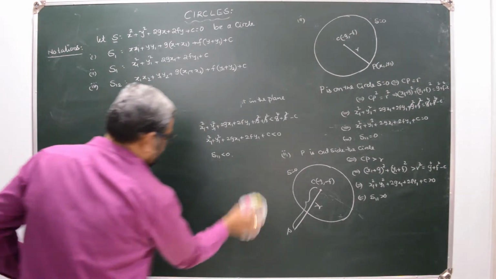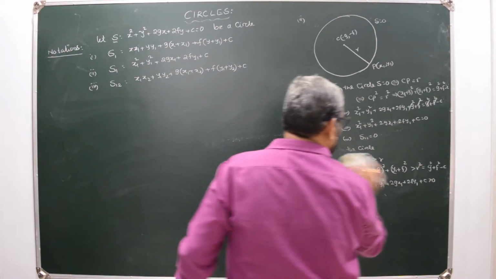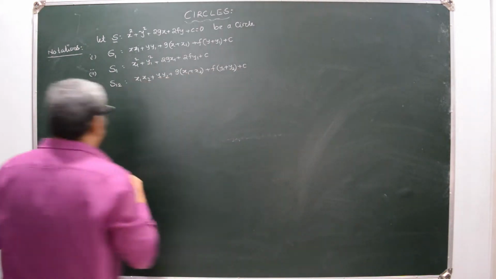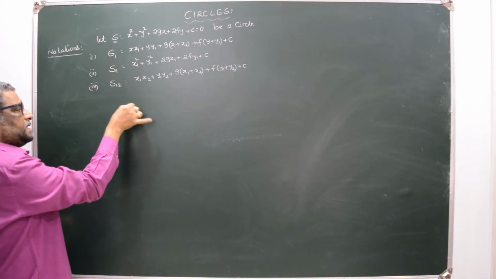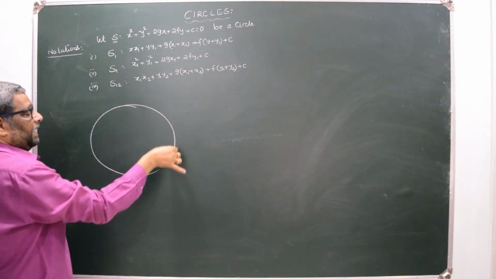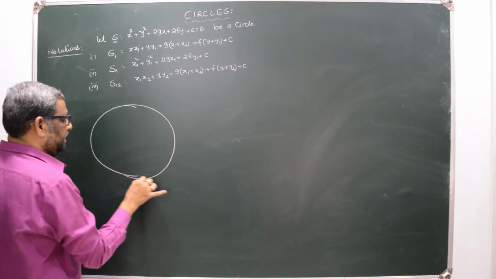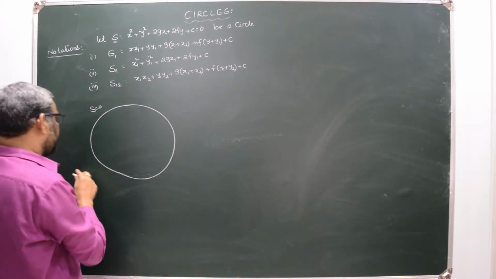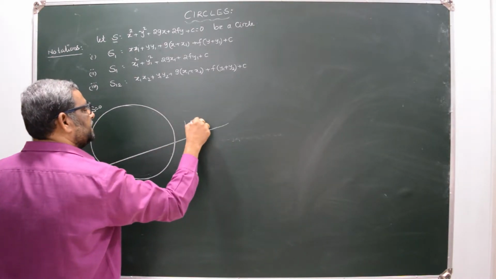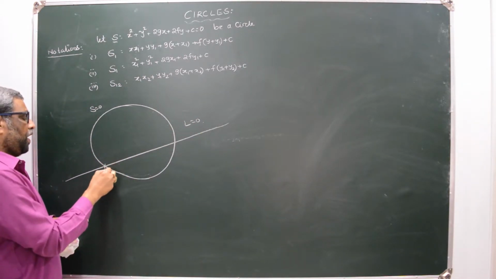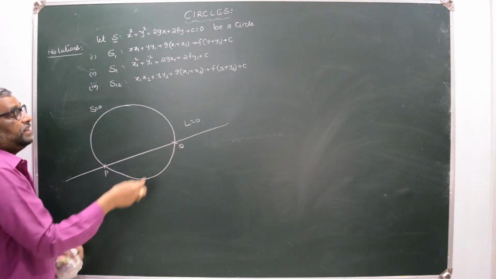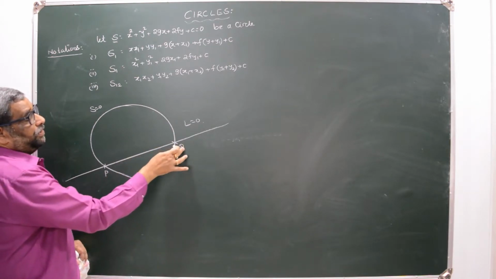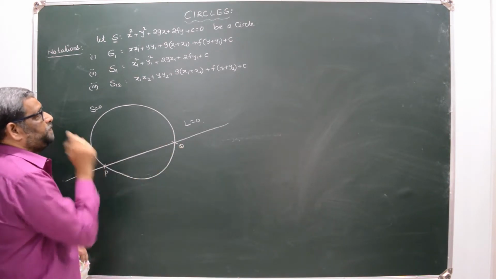Now I take a circle and a line. I will consider a circle. Let the circle be S is equal to 0. I will take a line. In general, a straight line will cut the circle in 2 points. Let those 2 points be P and Q. In general, the line will cut the circle in 2 distinct points, P and Q.